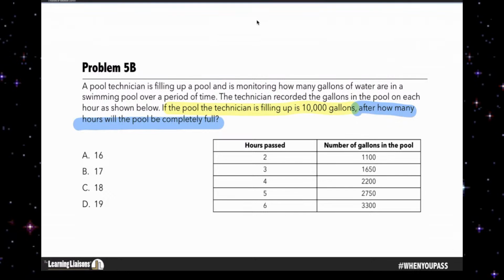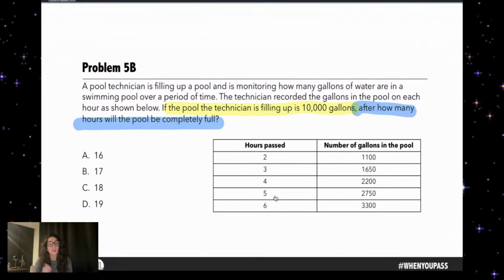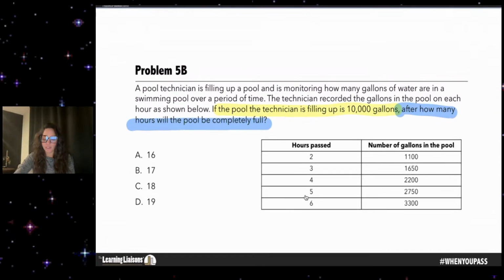So this is an interesting problem, y'all. This is an interesting problem because we are no longer figuring out the equation or anything like that. We're trying to figure out after how many hours. So I'm looking for a pattern. As each hour increases, how much is the water in my pool increasing?